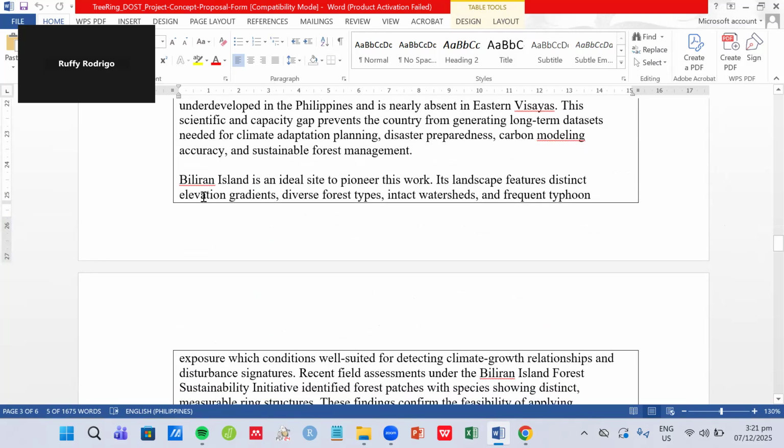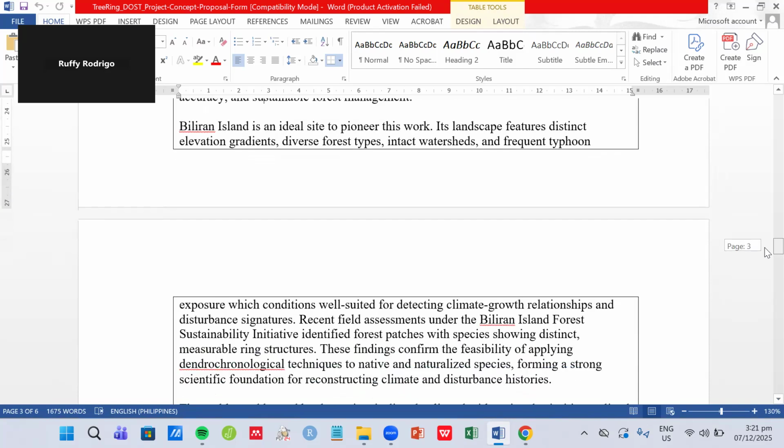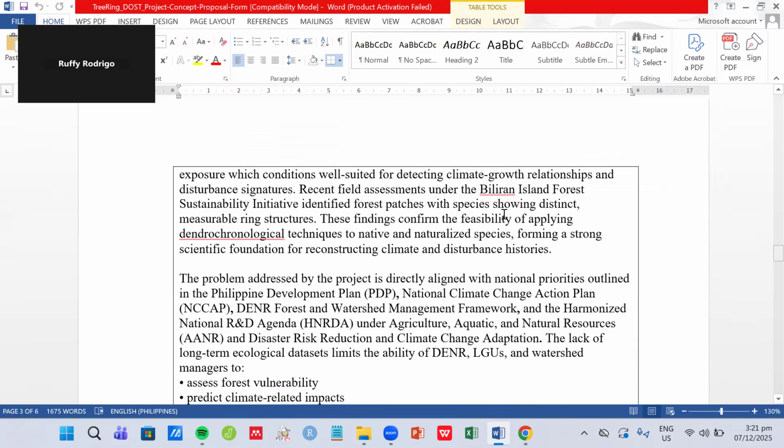And then on the third paragraph, I write the context in Biliran Island. Why Biliran Island? What's so interesting in Biliran Island? In this case, I just wrote that Biliran Island is an ideal site to pioneer this work. Of course, its unique landscape features, distinct elevation gradients, diverse forest types, intact watersheds, and frequent typhoon exposure are conditions well suited for detecting climate-growth associations and disturbance signatures. So this is exactly my selling point.